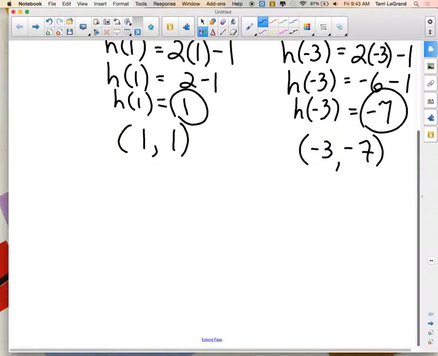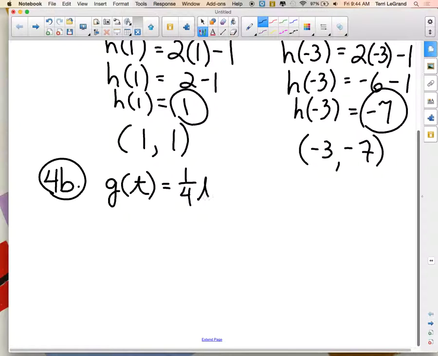Okay, let's do the next one, 4b. Where we now have the function g of t. And typically these are the ones that they will use for naming functions. F, G, H, those are typically the ones that they stick with. And then if they need to name more functions, all within the same context, then they start using other letters. But so this one is saying the independent variable is what?